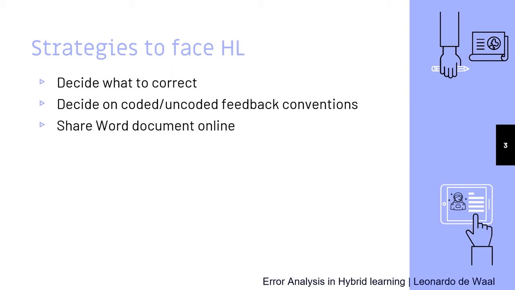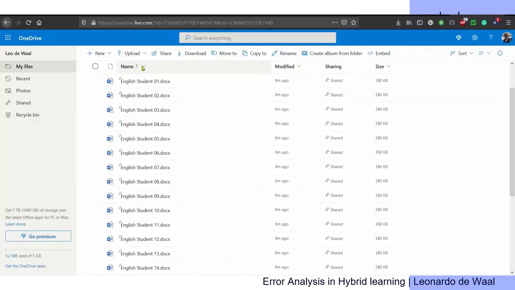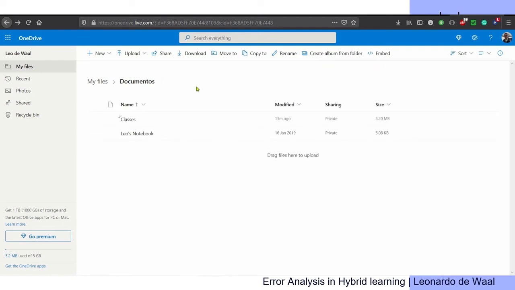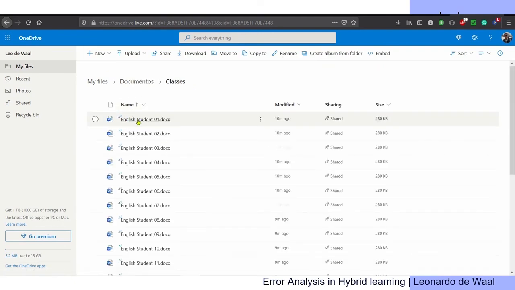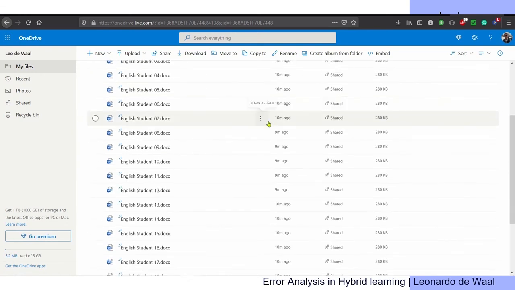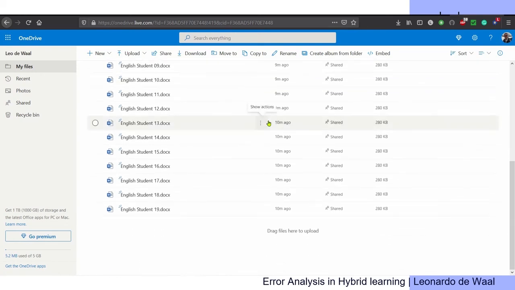I would also suggest that you set up and share a Word document online. This will allow for continuity and progress when shifting classes to an online platform. You will have another benefit, and that would be that you would be able to monitor students' progress live.